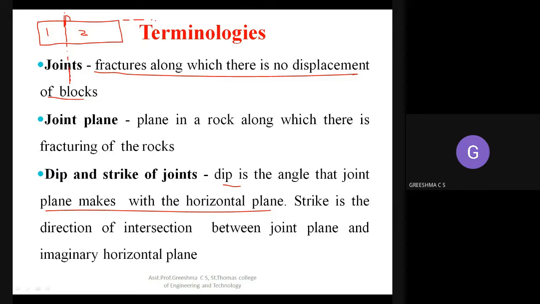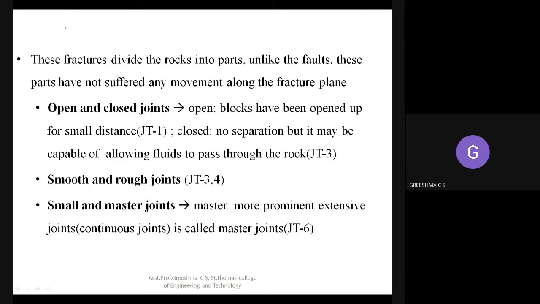Strike is the direction of intersection between the joint plane and an imaginary horizontal plane. So strike means, same as before, the direction of intersection between the joint plane and the horizontal plane. There is no difference. Likewise, we studied this in folds and faults. It is the same thing here, only the plane has changed.